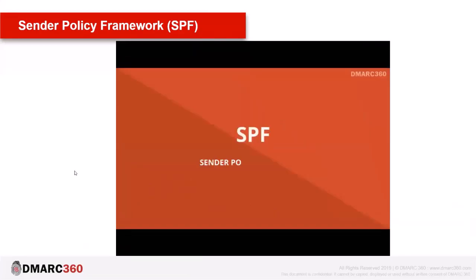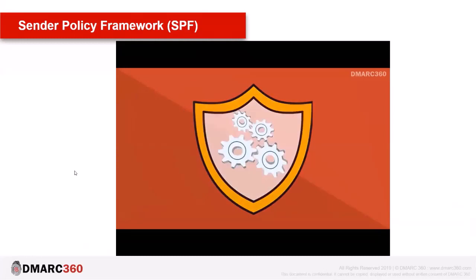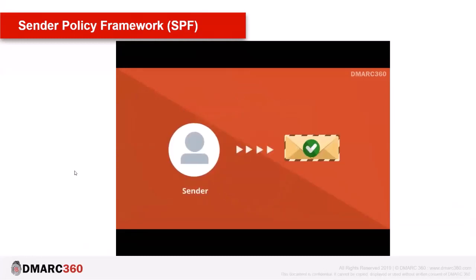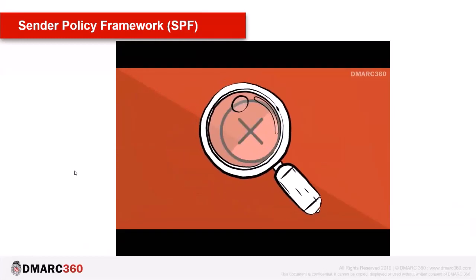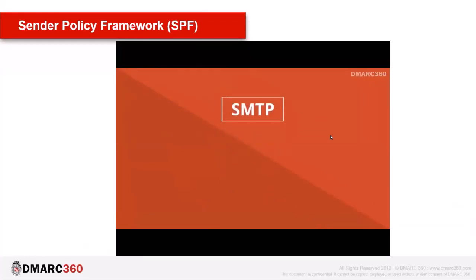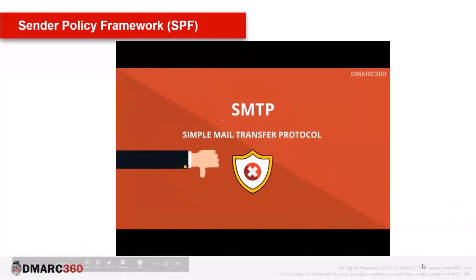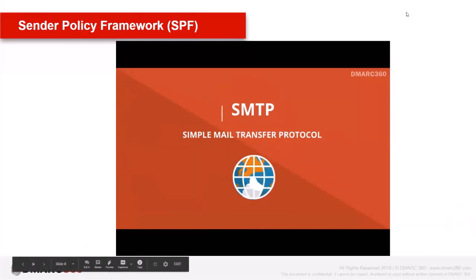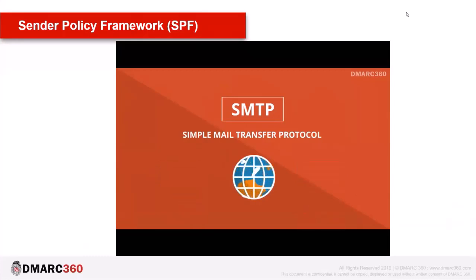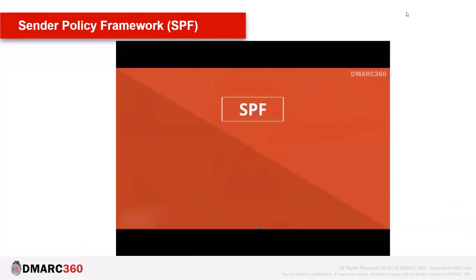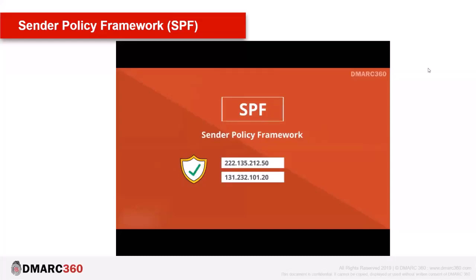SPF, the Sender Policy Framework, was the first protocol designed for an email sender to authorize their messages. Let's first look at what the problem was. As you may know, SMTP, Simple Mail Transfer Protocol, emphasizes reliability instead of security. This protocol is used for email communication over the internet, with no way to verify where the email originated from. SPF is a simple DNS text record that helps email admins to define what IP addresses are authorized to send email on behalf of their domains.